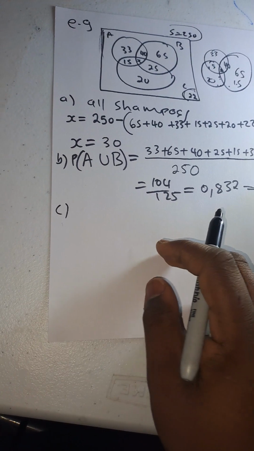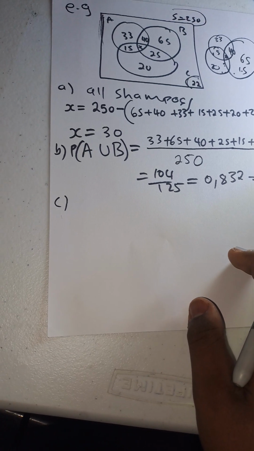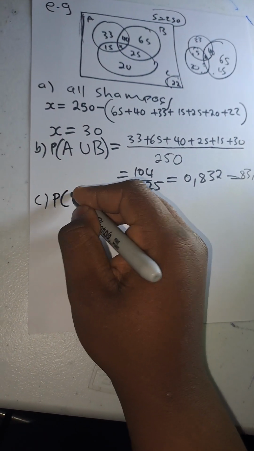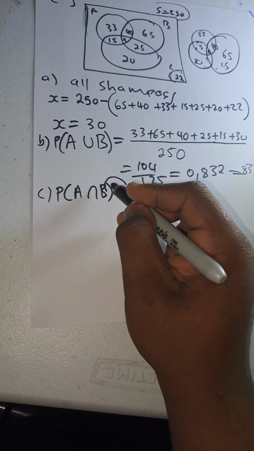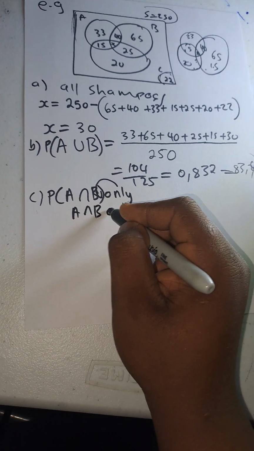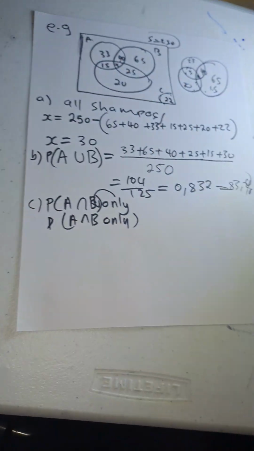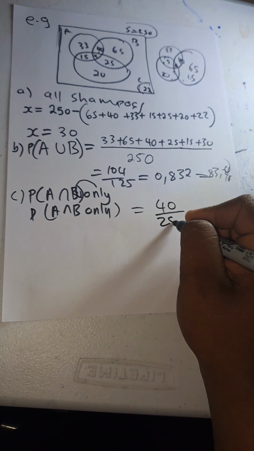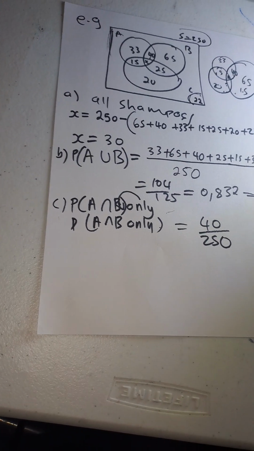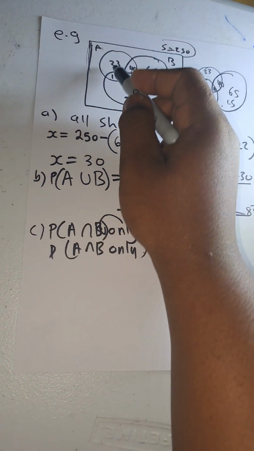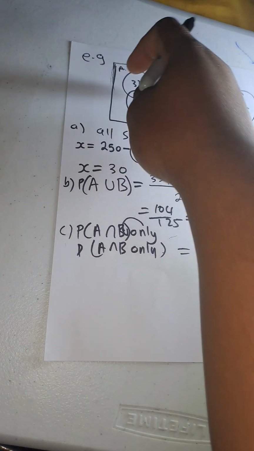Determine the probability of randomly picking a person that only likes shampoo A and B. So now you're gonna take A and B only. Okay, this only must be inside, sorry. A and B only. So now A and B only, I told you this is 40. So it means we'll say 40 over 250. You see? Then you can convert it to decimals and percentage on your own. That's how we kill this thing. You just have to know how to interpret your diagram and be able to know which one is this and this, and that.